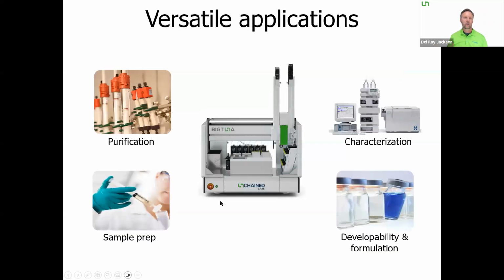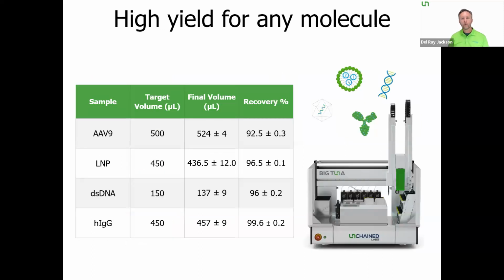All right, so we talked about the problem, the need to do high throughput buffer exchange, showing Big Tuna's capabilities, but now let's see some proof of that in action of how it can be used at any step really in your sample, drug discovery, drug development processes. So for purification, sample prep, characterization, and then of course it's a true workhorse for doing any sort of developability and formulation studies.